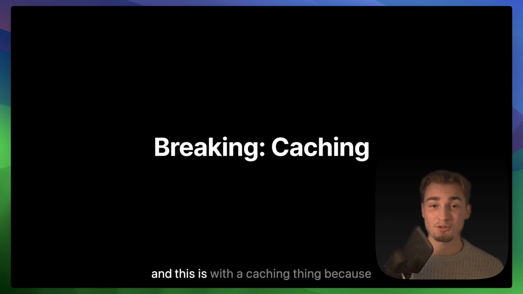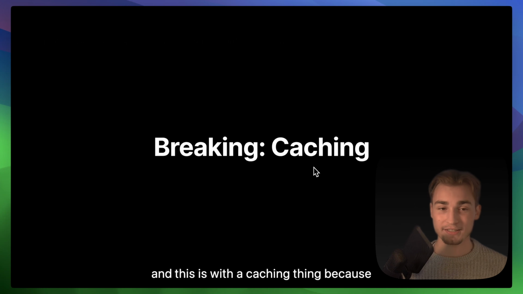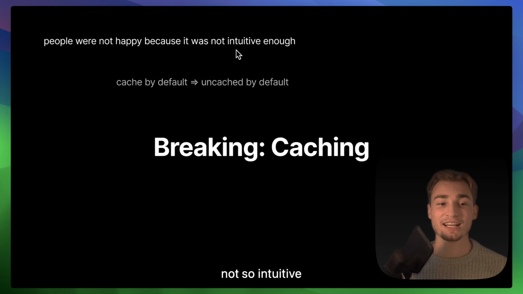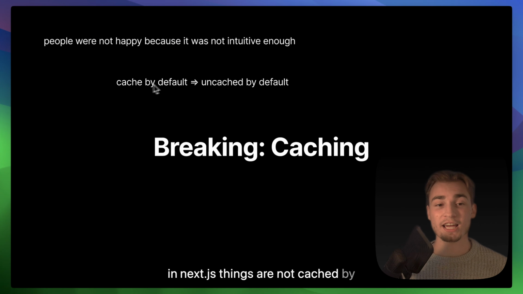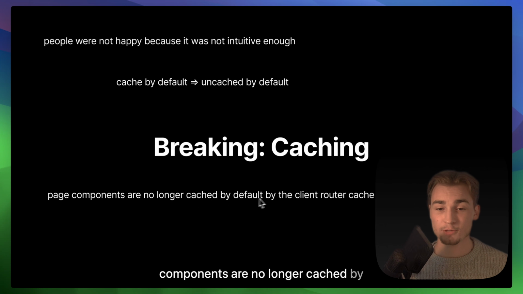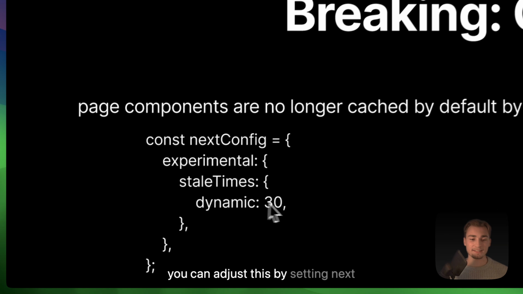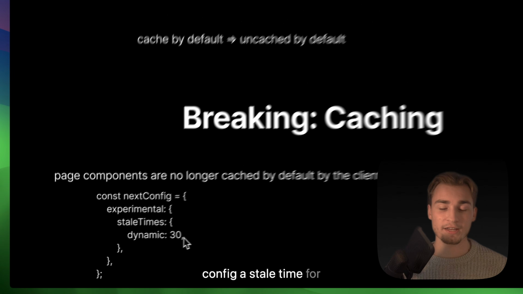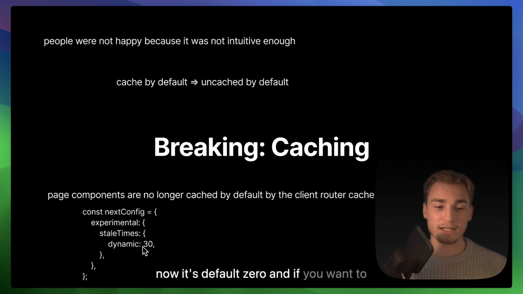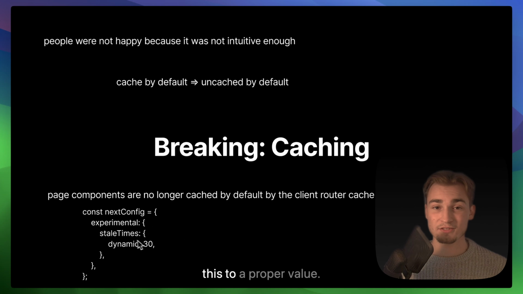The next change is also breaking, and this is with the caching, because people were not happy as it was not so intuitive and not so nice. So now in Next.js, things are not cached by default, they are now uncached by default. Also, page components are no longer cached by default by the client router cache, but you can adjust this by setting a stale time in the next config, because now it's 0 by default, and if you want to enable that again, you can set this to a proper value.